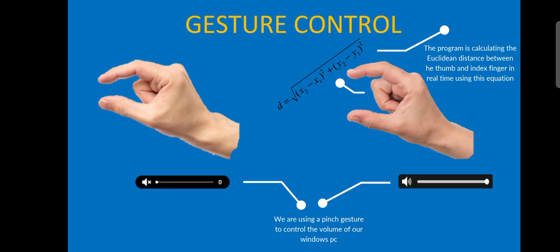So we are implementing certain gesture controls like this pinch gesture control where the Euclidean distance between my thumb and my index finger is calculated in real time, and that specific distance is mapped into our program, and it's converted into certain percentages which are similar to our volume percentage, so that way we can control our computer's volume with just a hand gesture.